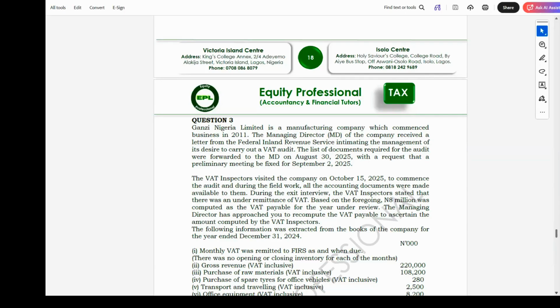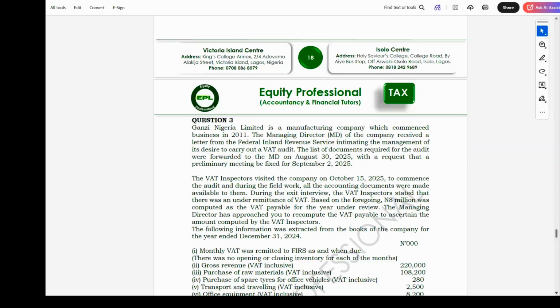The list of documents required for the audit were forwarded to the MD on August 30, 2025, with a request that a preliminary meeting be fixed for September 2, 2025. The VAT inspector visited the company on October 15th to commence the audit, and during the fieldwork, all the accounting documents were made available to them. During the exit interview, the VAT inspector stated that there was an under-remittance of VAT. Based on the foregoing, 8 million was computed as VAT payable for the year under review. The managing director has approached you to recompute the VAT payable to ascertain the amount captured by the VAT inspection.